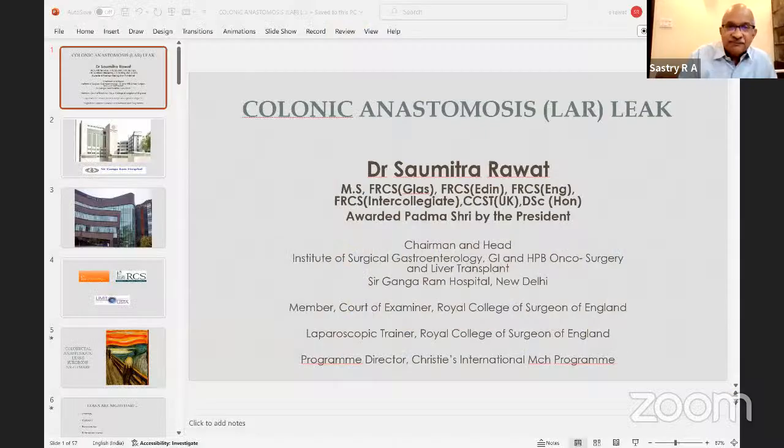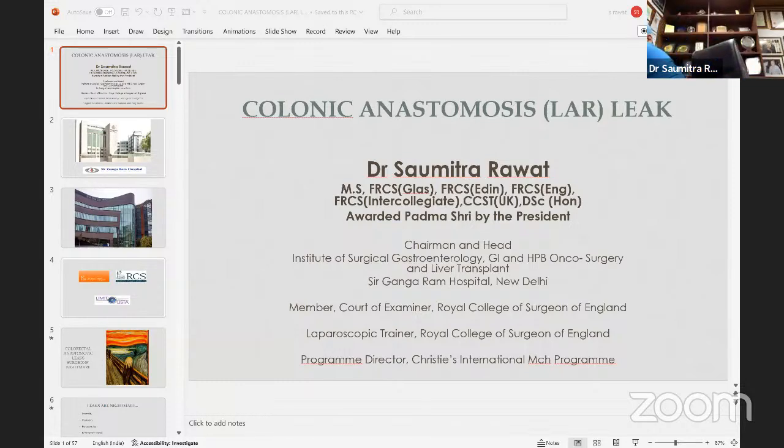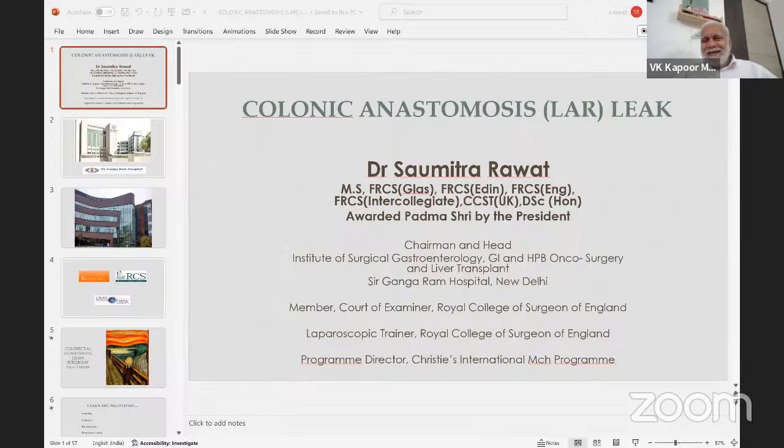Now the last presentation is by Dr. Saumitra Rawat: colonic anastomotic leaks. Yes, sir. If I can say in a sarcastic way, that is the icing on the cake, because that's what we've been discussing. I think there are 2 anastomoses which everybody is worried about. One is the esophageal anastomosis and the other is the colonic anastomosis. So I think that's an important topic. Dr. Rawat, please.